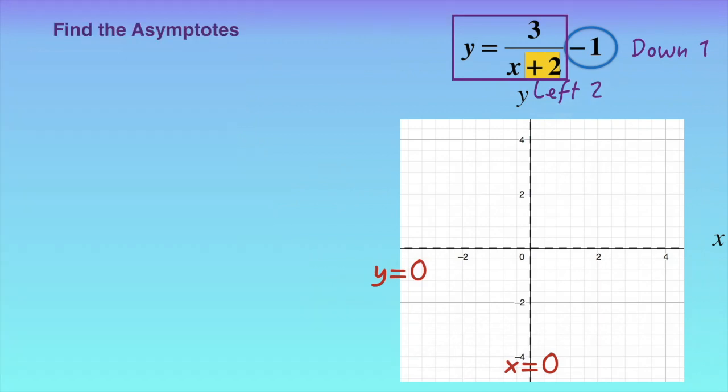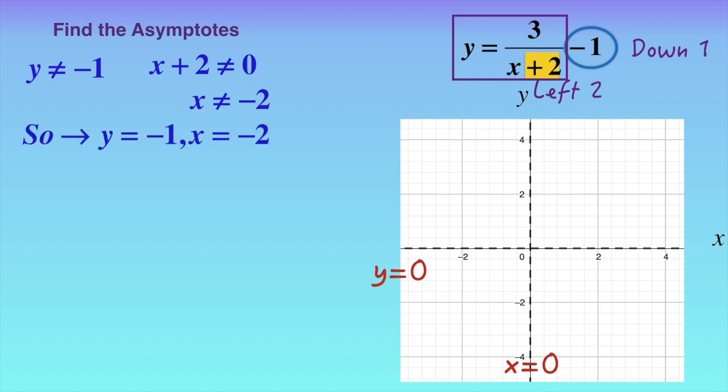Well, I like to think about the y first. I know the whole graph is going down 1. So I know that y can't equal minus 1. That's going to be my first asymptote. Now I've got the denominator, which is x plus 2. And remember that the denominator can't equal 0 because you're not allowed to have 1 over 0. So x plus 2 can't equal 0, which means that x can't equal minus 2. And that's going to be my vertical asymptote. So my two asymptotes will be, what's the equation of them? Y equals minus 1 and x equals minus 2.